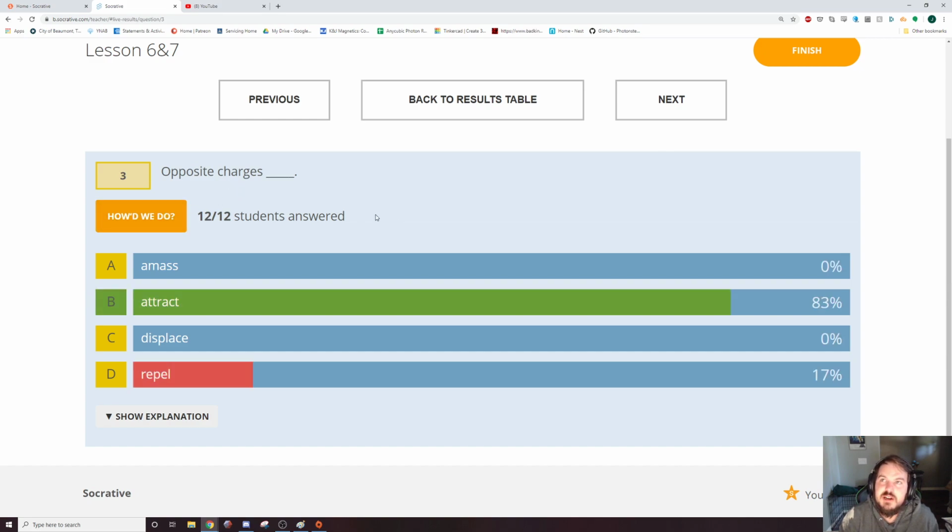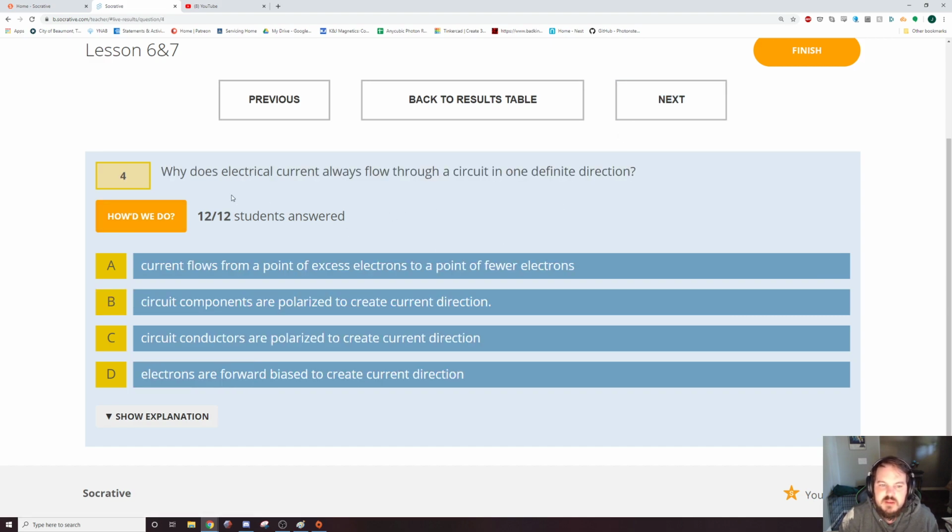Opposite charges attract. You hear that all the time. Current flows from where there's more electrons to where there's fewer electrons. Kind of talked about this earlier. It flows from where there's a lot of negative electrons away into where there's fewer negative electrons. I say negative electrons, that's kind of redundant. Electrons are negative.